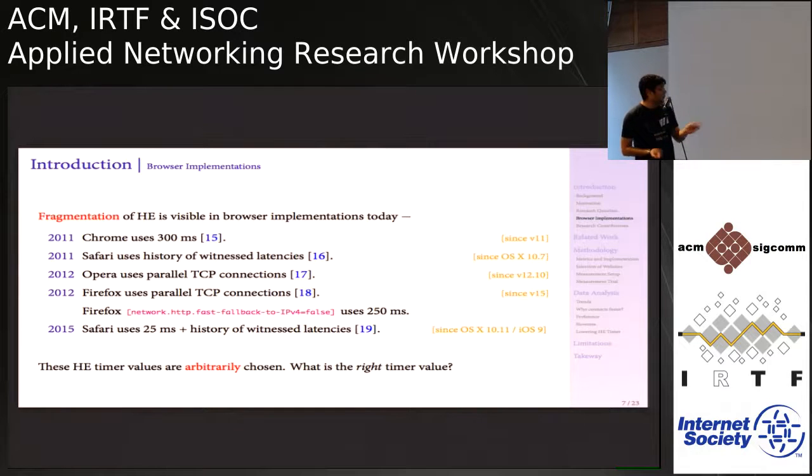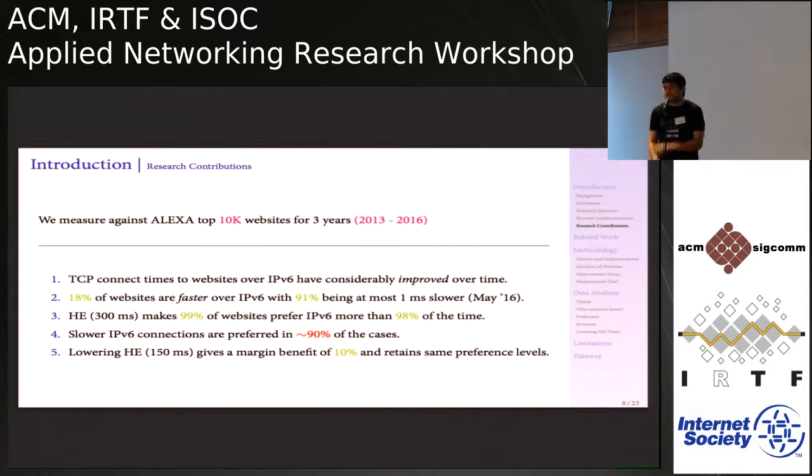And in 2015, Apple made a decision of revamping its implementation of Happy Eyeballs, where they still use these previously witnessed latencies, but they give a 25 milliseconds head start to V6, both during DNS resolution and TCP connection establishment. Note that these values are arbitrarily chosen. So the obvious question is, what is the right timer value? And we want to contribute something towards it. So next slide, please. So these are all the contributions that we provide.